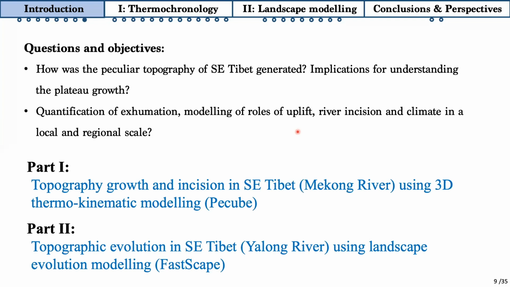So for the first part, I will talk about the topographic growth and the incision of Southeast Tibet, focusing on the Mekong River, by using low temperature thermochronology and 3D thermokinematic modeling, Pecube. And then for the second part, I will talk about the topographic evolution of Southeast Tibet, focusing on the Yalong River, by using a landscape evolution modeling, FastScape.